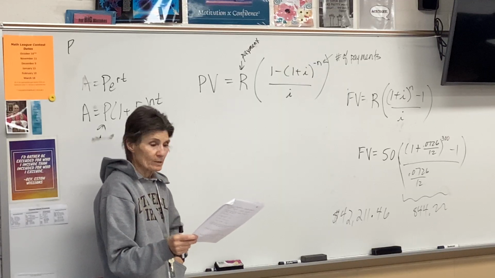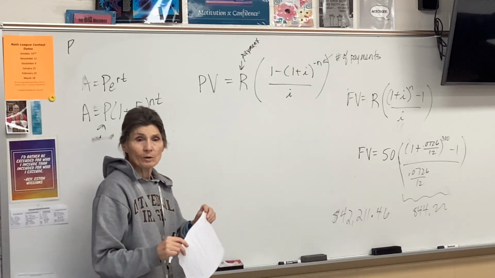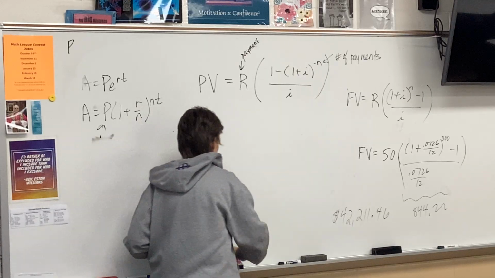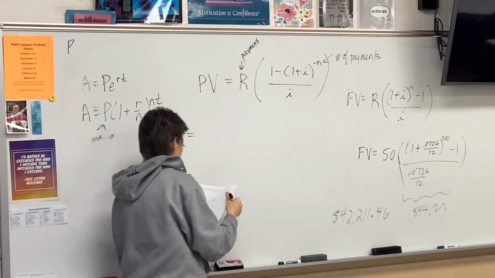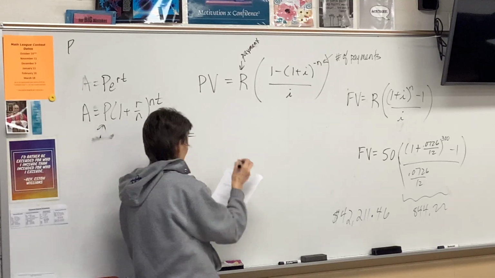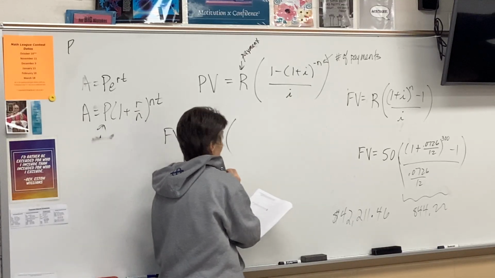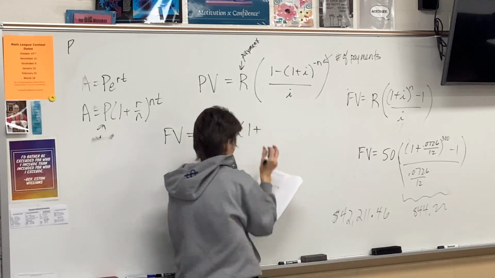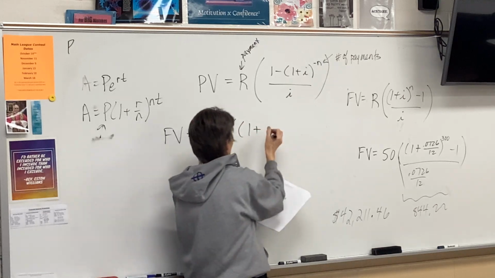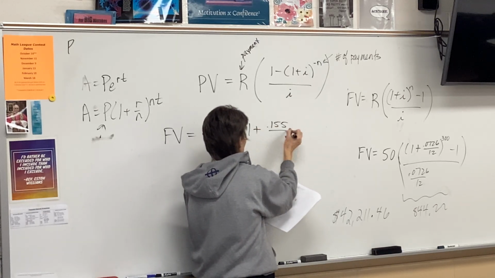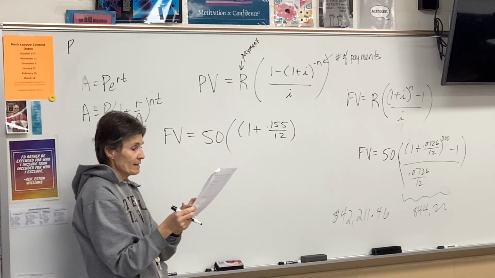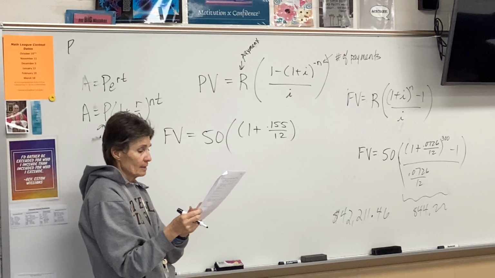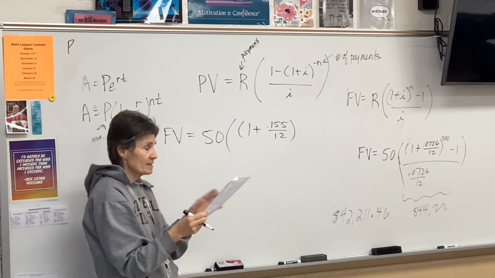This is exactly like number 14. It's exactly like the one we just did. So we're going to be using our FV formula. We want to know the value of the account. He's doing $50 a month. His interest rate, 0.155 divided by 12. 20 years, 12 times a year, 240.